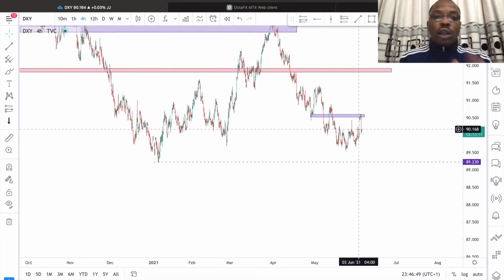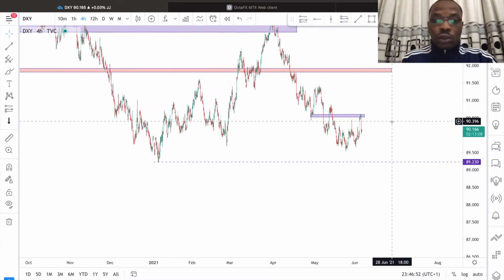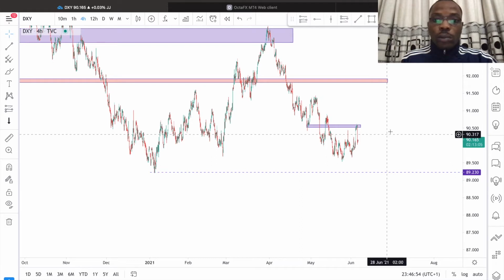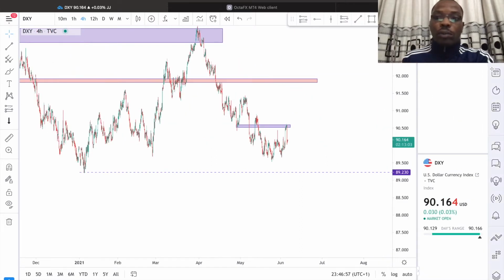So I don't trade the DXY, the dollar currency index. I just use this to get a bias for my currency pairs, which are the GBP USD and XAU USD, which is the gold. It's pretty straightforward. If I see a bearish signal on the DXY chart, that means I could look to go long on the GBP USD, and if I see a bullish signal on the DXY chart, that means I could look to go short on GBP USD. It's pretty straightforward that way.